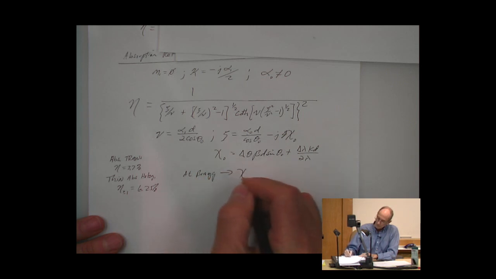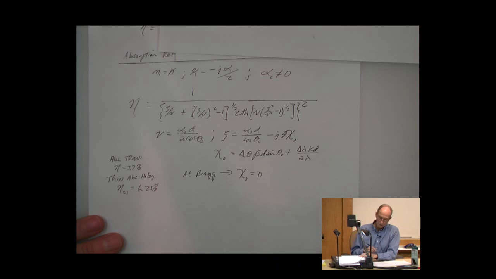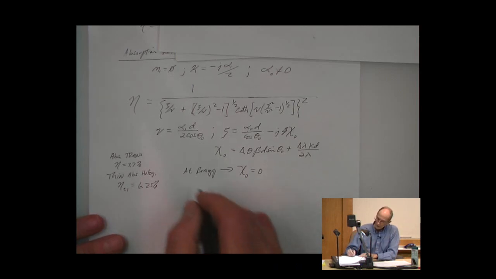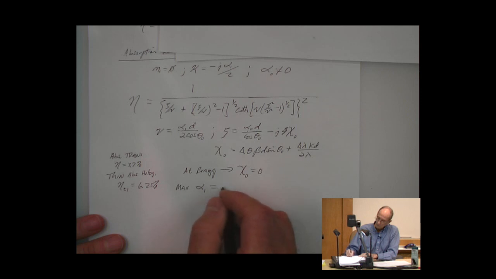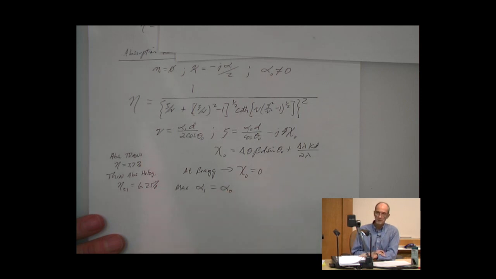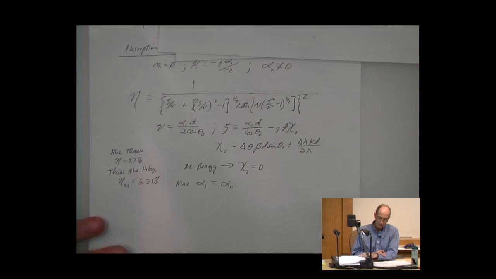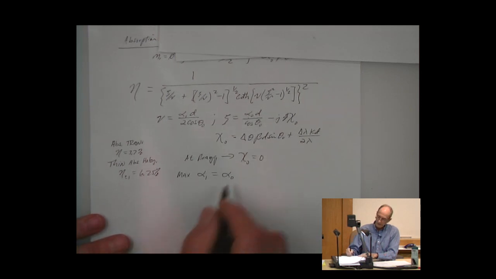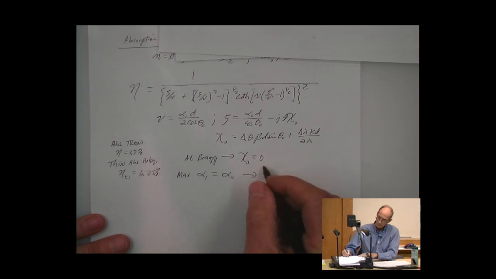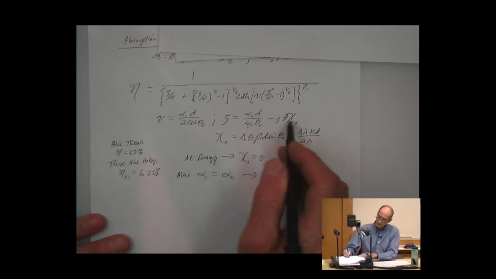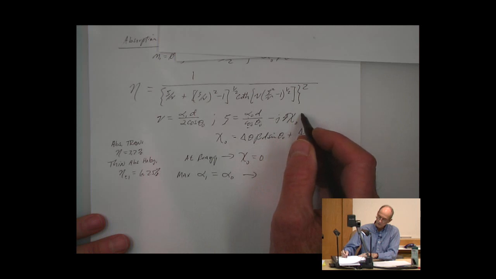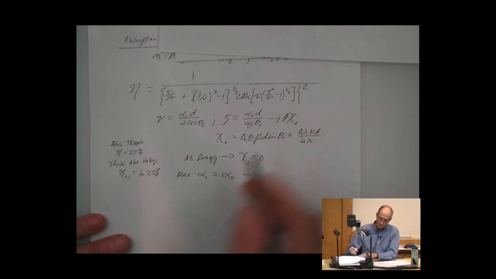So what that tells us is this chi 0 is equal to 0. And we'll take alpha 1 as a maximum. And so that means that alpha 1 needs to be equal to alpha 0, right? The average absorption, that's the maximum modulation we can get. And when that's the case, we have two inputs here. This part is going to be 0 because we're at Bragg, but this part's not.